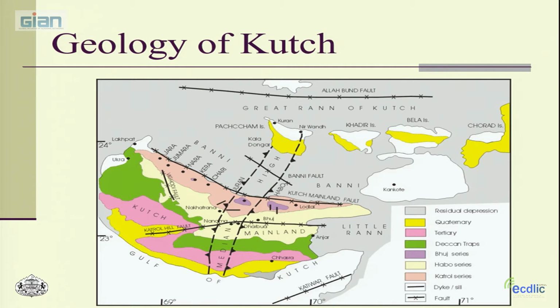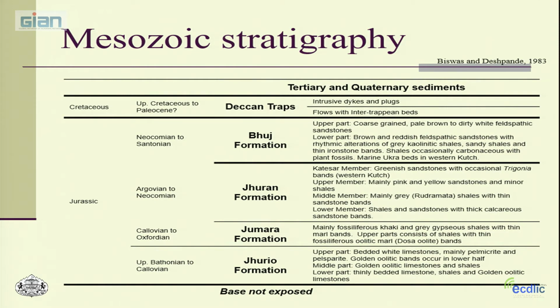And apart from that, there are many other regions where alkaline magmatic rocks are commonly present, mostly in the form of plugs, sheet-like bodies, or sometimes even as dikes. Okay. So this is the stratigraphy.